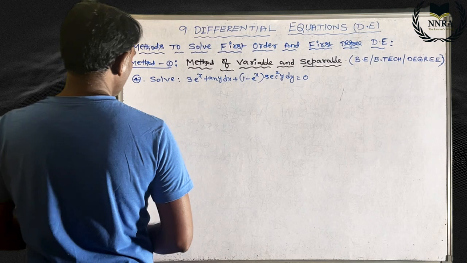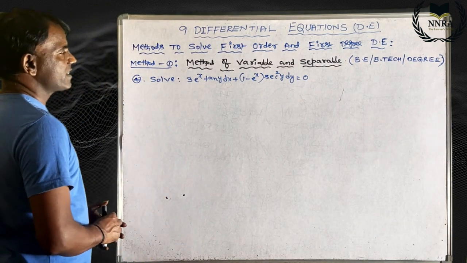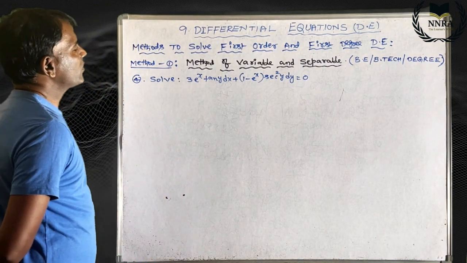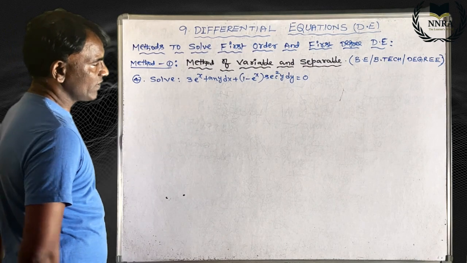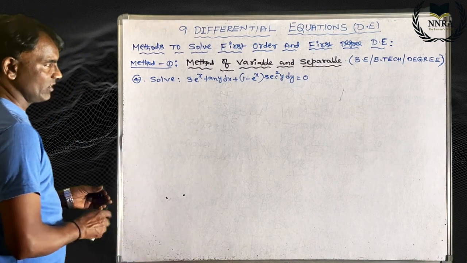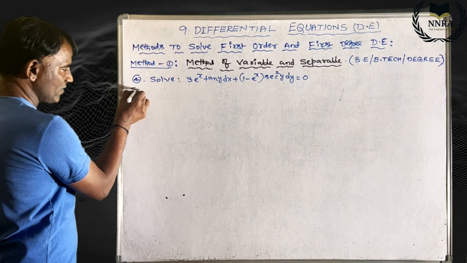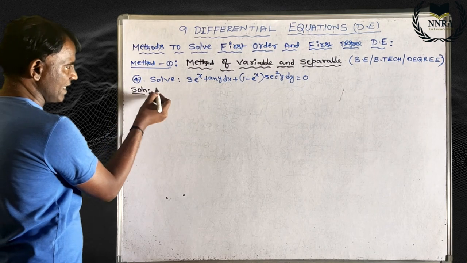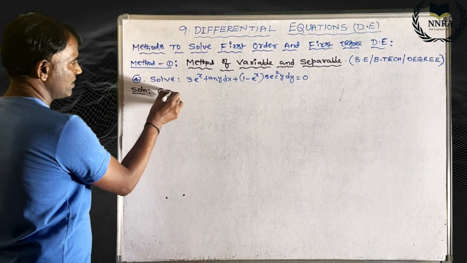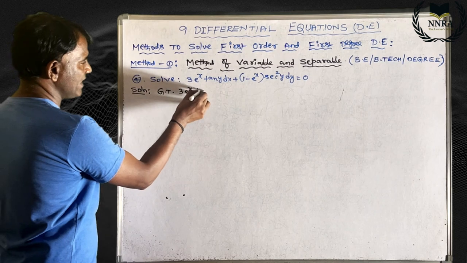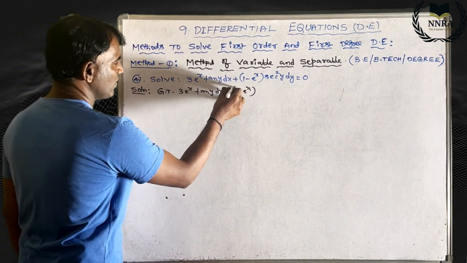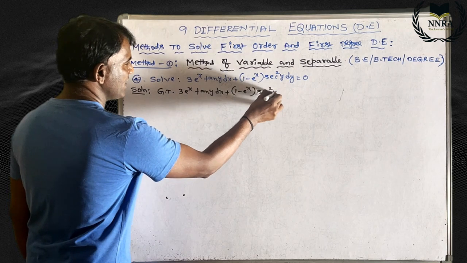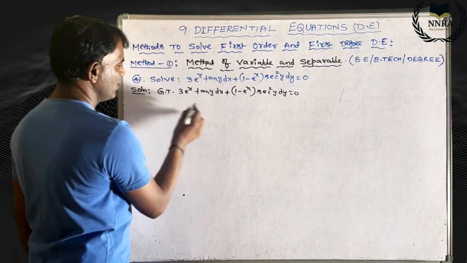This is the fourth question. To solve: 3 into e power x into tan y into dx plus (1 minus e power x) into secant square y into dy equals 0. So what we did in the first question, here also we are applying the same. A simple shortcut way is there, we use that one only. So it is 1 minus e power x, then secant square y into dy equals 0.